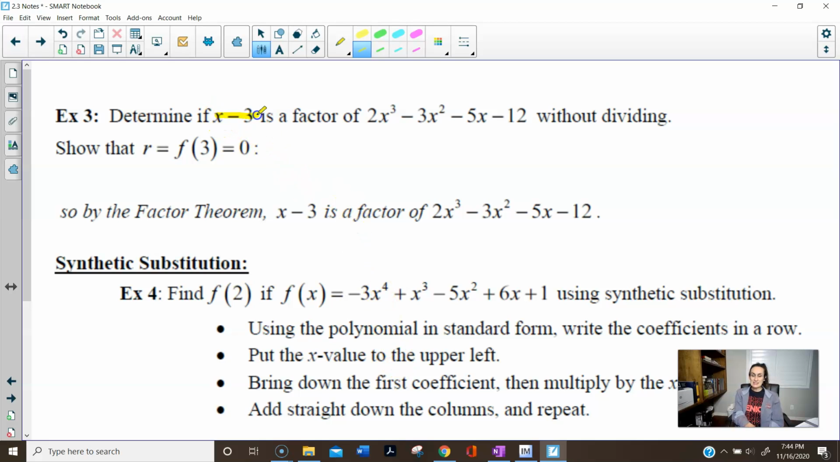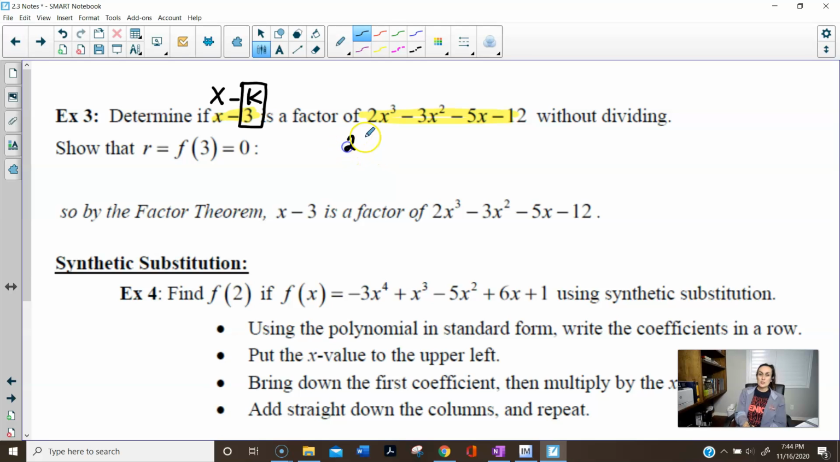Determine if x minus 3 is a factor of this without dividing. So without dividing, we are going to use our factor theorem. So k, what is k? Well, this is x minus k. So you have an x, a minus, and you can see k is right here. It happens to be 3. So you're going to find f of 3. And if f of 3 equals 0, then x minus 3 is a factor.